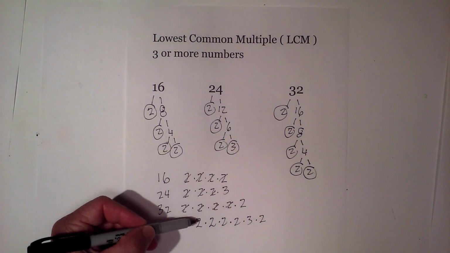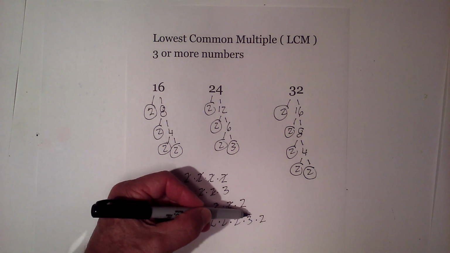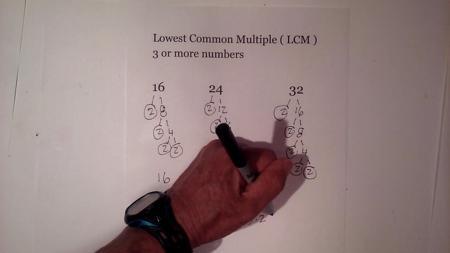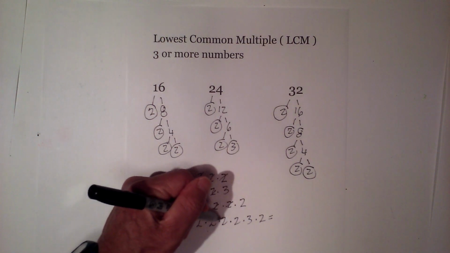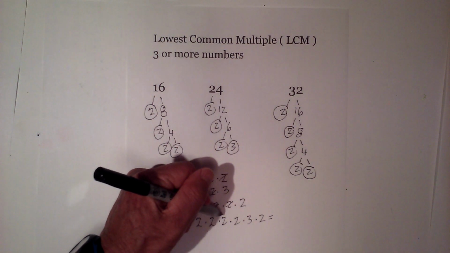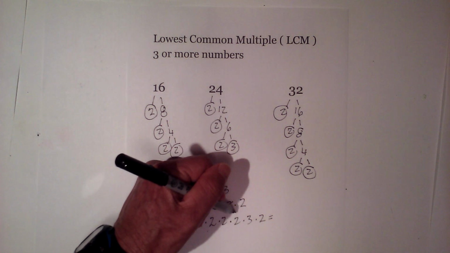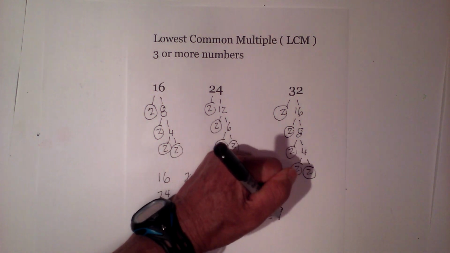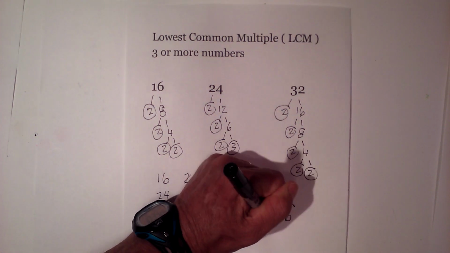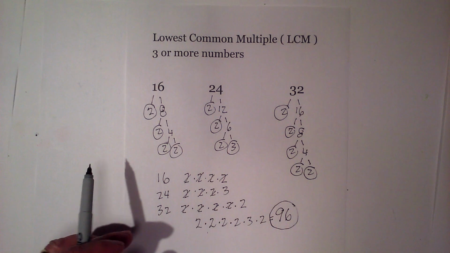So I have 2 times 2 times 2 times 2 times 3 times 2. And if you multiply all that out, 2 times 2 is 4, and 4 times 2 is 8. 8 times 2 is what? 16. 16 times 3 is 48, and then 48 times 2 is 96. So the LCM of 16, 24, and 32 is 96.